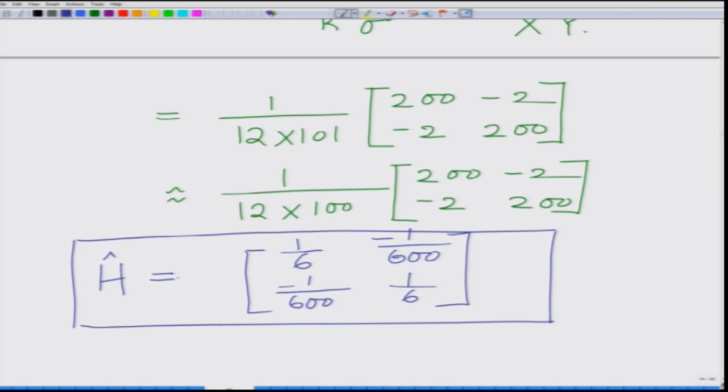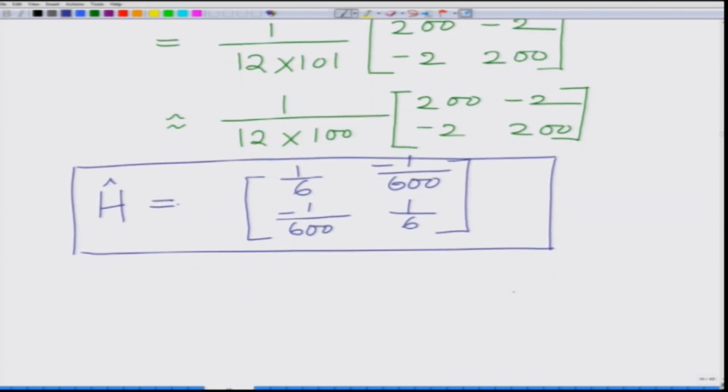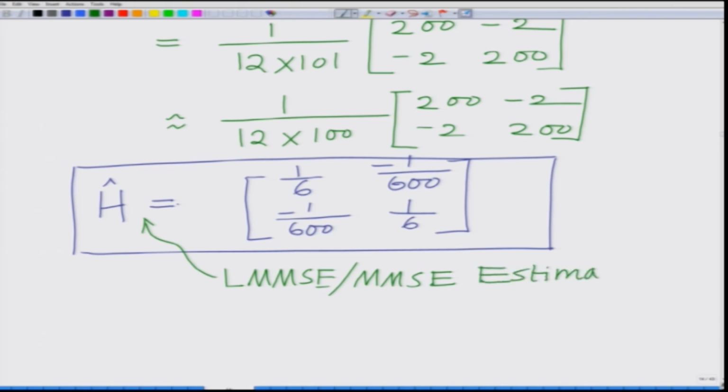And that is the estimate of your MIMO channel matrix. So, this is basically the LMMSE/MMSE estimate of the MIMO channel matrix for the given problem.